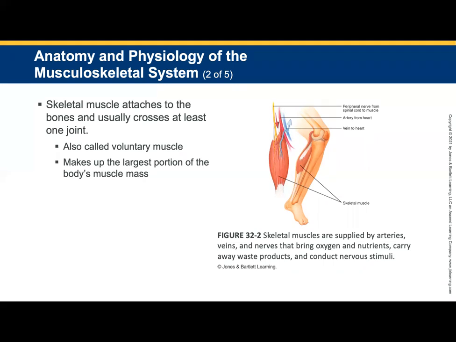Called voluntary muscles because it's under direct voluntary control of the brain. So we know if it's part of the voluntary parts, we don't have to think about moving it. It automatically does it. Now, this skeletal muscle does make up the largest portion of the body's muscles. Probably would be a good test question if I was to write one.